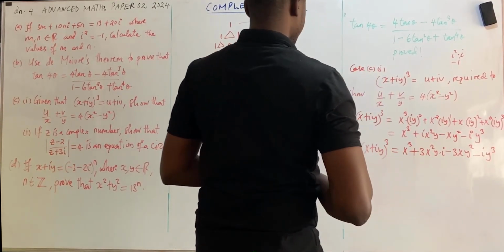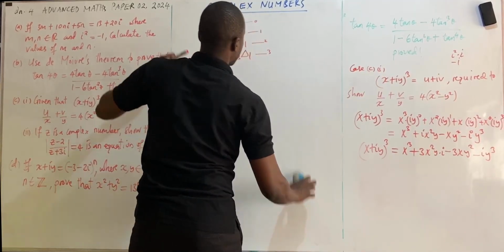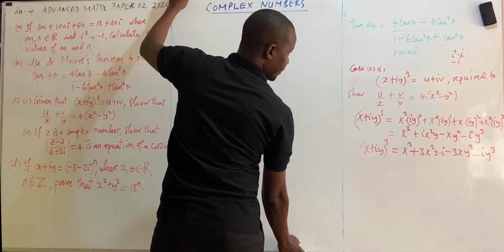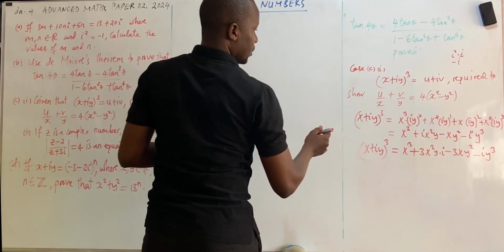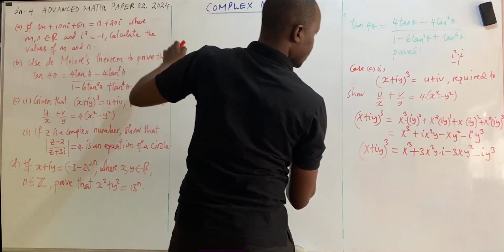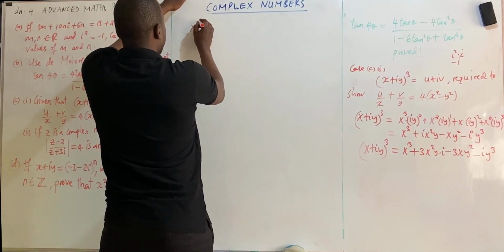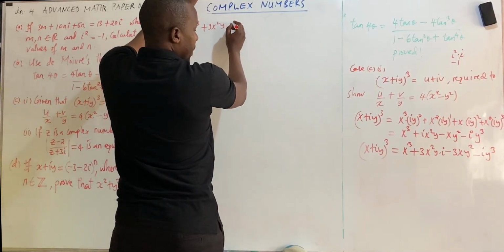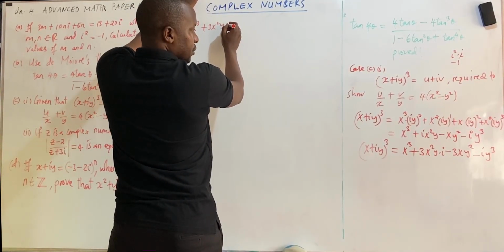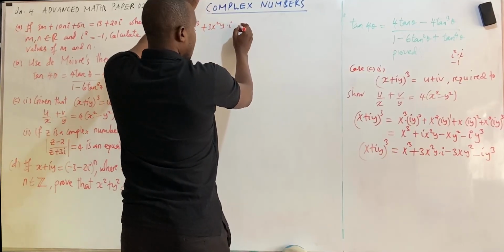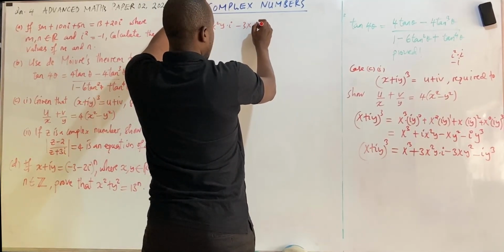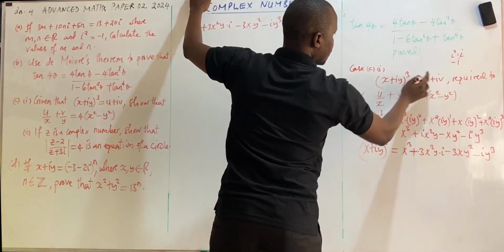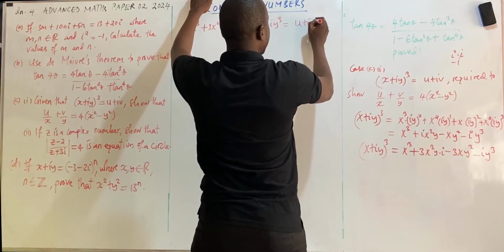So if that is the case, we find the environment now. So now we can just insert there and see what we have. We'll have x cubed plus 3x squared y, then times i, minus 3xy squared, minus iy cubed, is equal to what? To u plus iv.